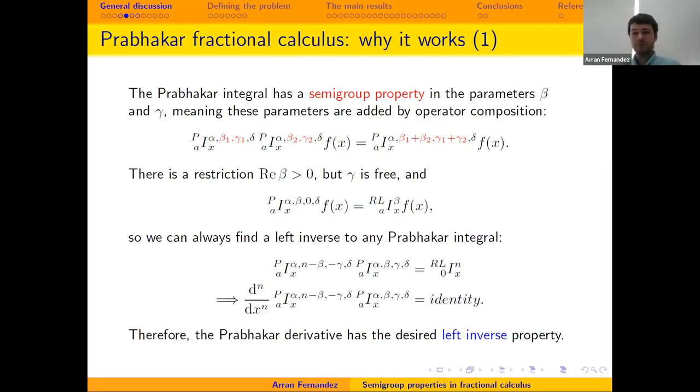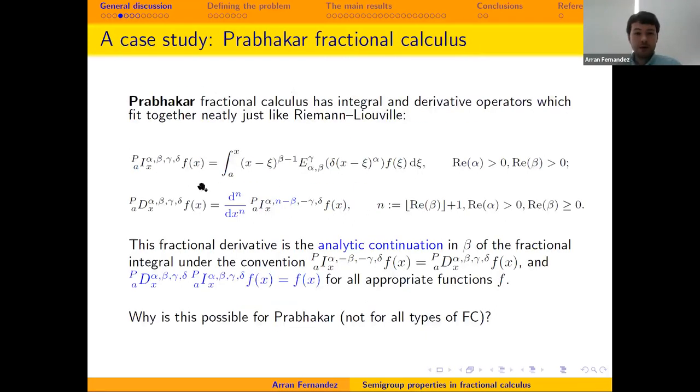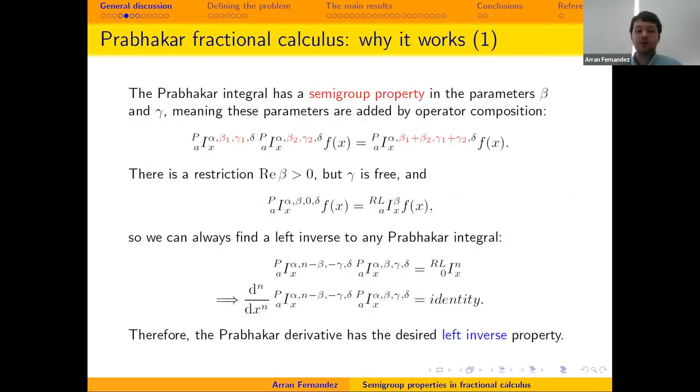So why do we choose that one? But actually, for any value of n, even if you take a fractional number n, so this would really be a Riemann-Liouville fractional integral to order n, it gives the same operator as the left inverse. So the Prabhakar derivative here, we've defined n to be the smallest possible integer, floor of real part of beta plus 1, but you could take n to be anything that's bigger than real part of beta, and the operator will be the same. Not just the left inverse, the same operator.